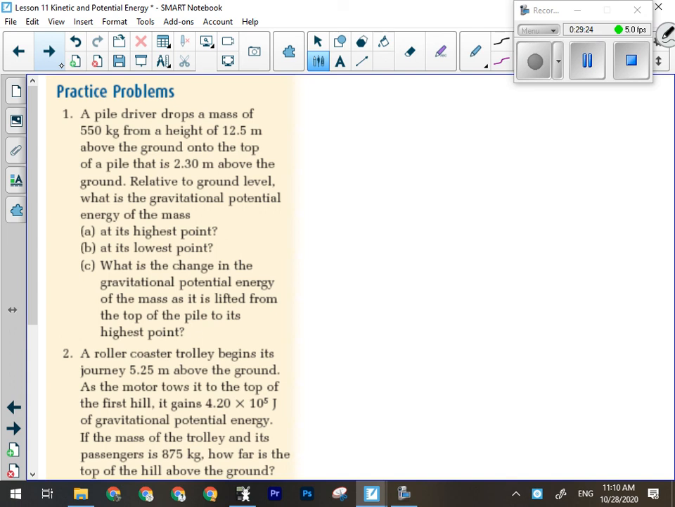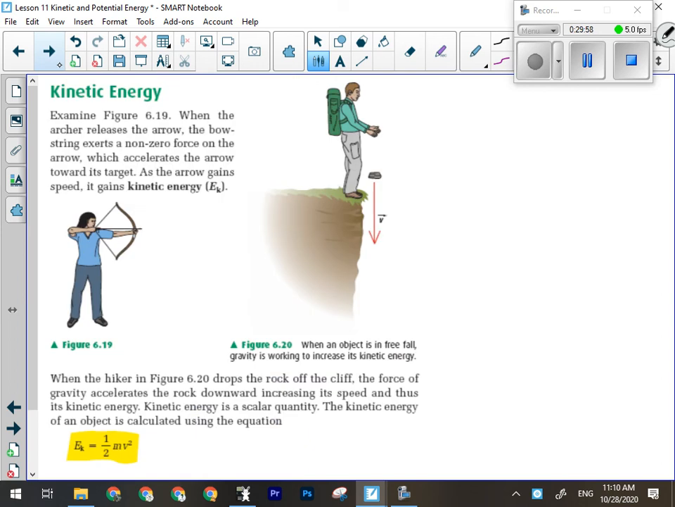So obviously, all a pile driver is doing is converting gravitational potential energy into kinetic energy, and then the kinetic energy can do work. Can potential energy do work? Nope. It has the potential to do work, but in and of itself, potential energy does not do work. It has to be converted into something else, usually kinetic energy, in order to do that work. It's got to be moving in order to do work. All right, we're going to skip those because we've talked about that kind of stuff.